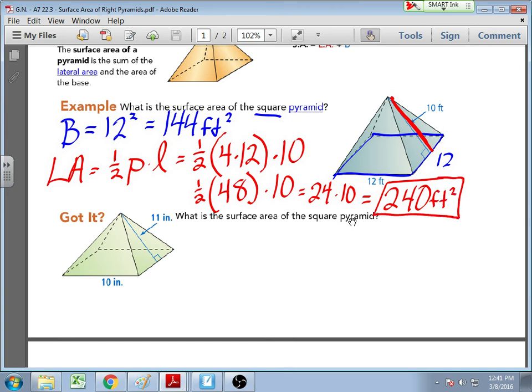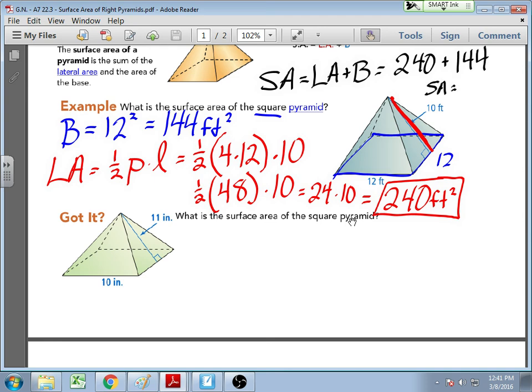Now to find the total surface area, I'm going to bump up just because I'm running out of space. The total surface area would be the lateral area plus one of the bases, just the single base. My lateral area was 240. My single base was 144. So I add those together and I get that the total surface area is 384, and we have to have a label, feet squared.